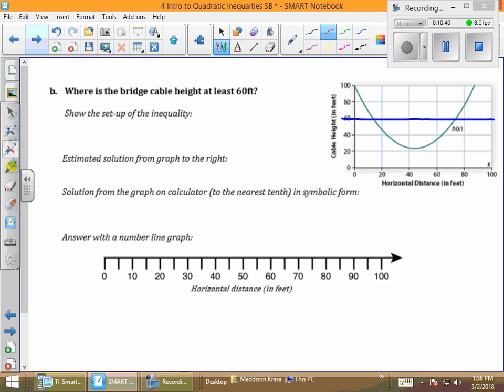Okay, now it's at least 60, so we're going to go above the graph this time. So if you have your highlighter and you want to highlight, okay, we're going above. So we're here and we're here. Okay, those sections are above 60.